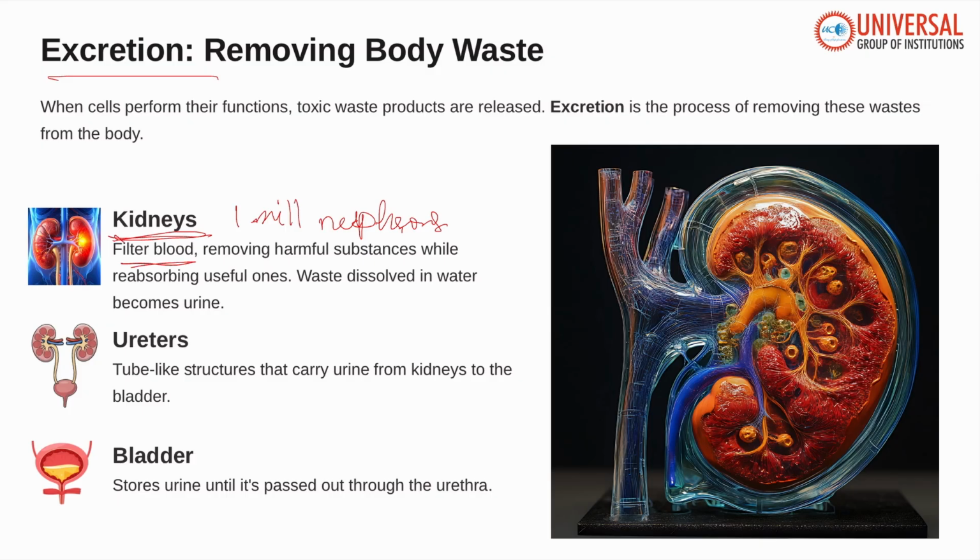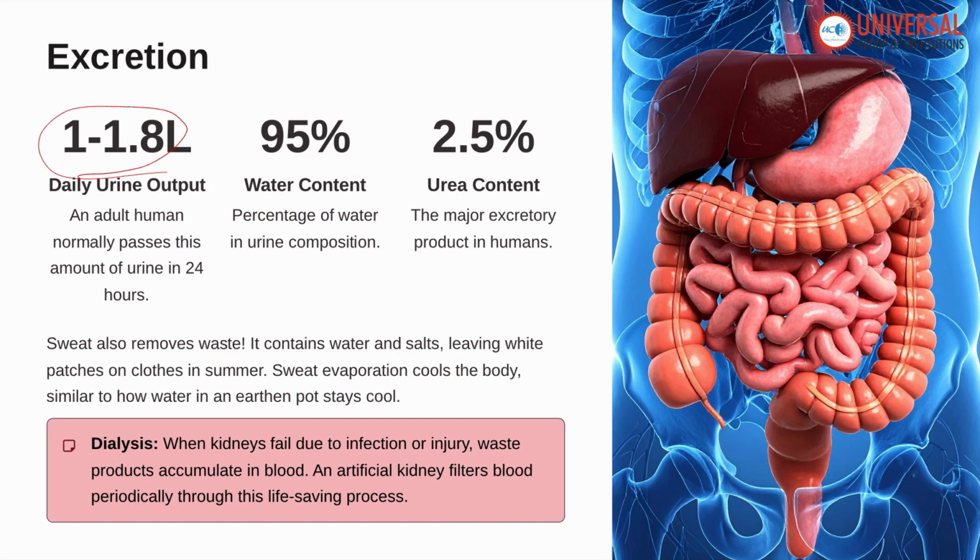The kidney helps in the filtration of blood, removes the harmful substances, reabsorbs useful materials or nutrients, while converting the waste and excess water into urine. Think of the kidney as a natural water purifier in your body. An adult produces 1 to 1.8 liters of urine per day. Urine contains 95% water, 2.5% urea and 2.5% other waste products.